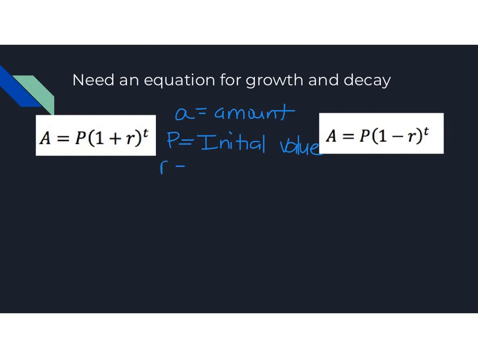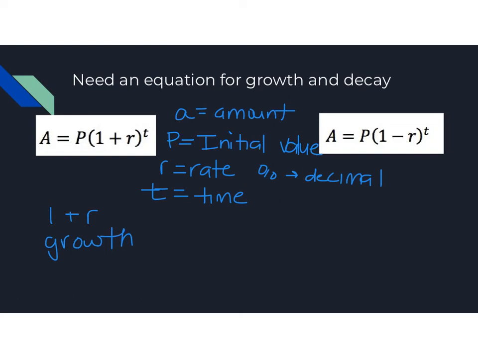Our R is the rate. A lot of the times the rate is going to be given to you as a percent, and it's going to be your job to convert that to a decimal. And then T is going to be time. On the situation on the left, we're taking 1 plus R. That's going to be how we represent the growth. The 1 represents your 100% of your population, and then you're adding to that the rate.